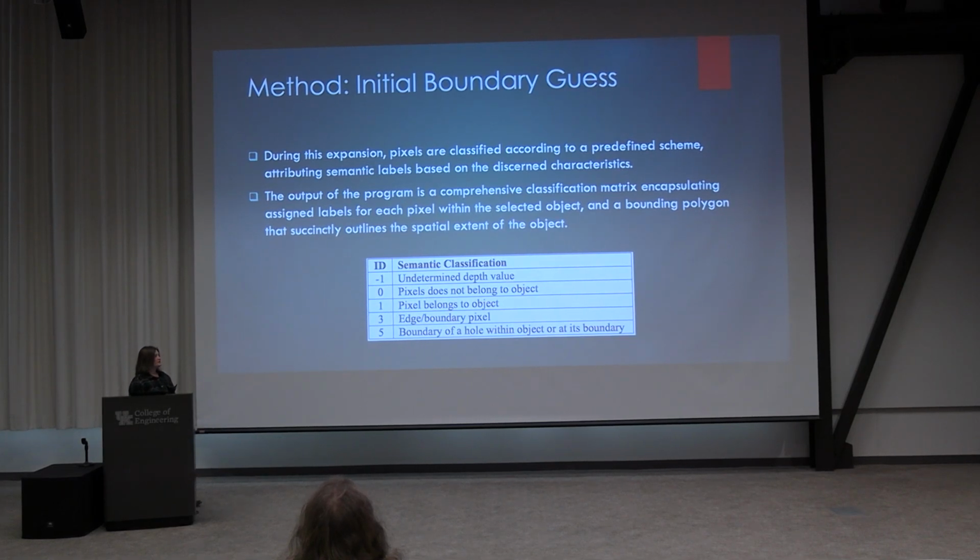0, I would identify other objects by assigning a 0 label to those objects, letting my algorithm know that they do not belong to the object. 1, I will identify as the object itself, and 3 would be my initial guess for the boundary. 5, I would surround holes, or places where my depth is undetermined. I would surround those with specific labels so that I can fill in those holes later on.